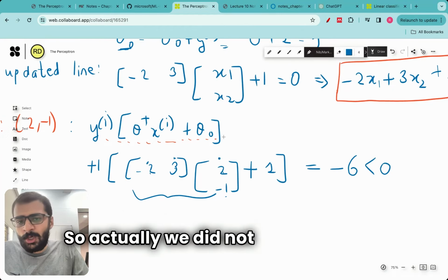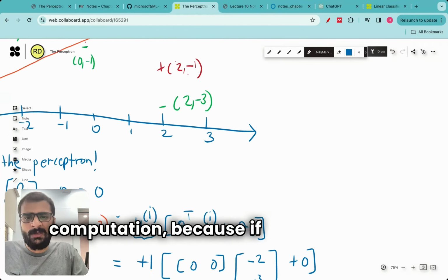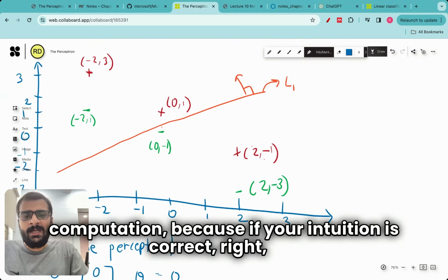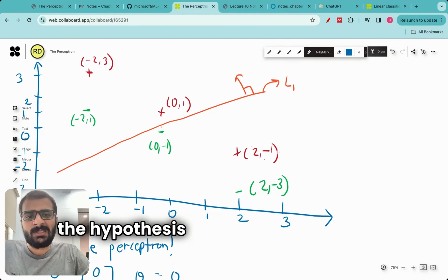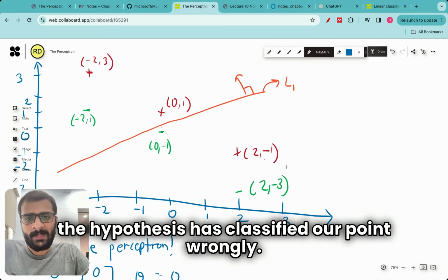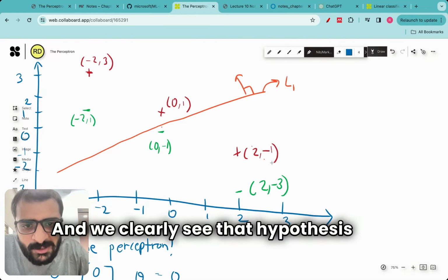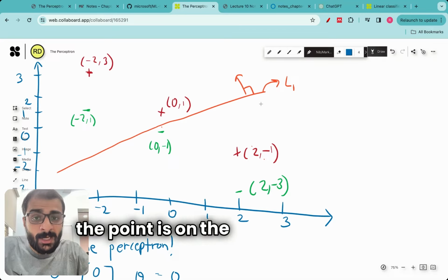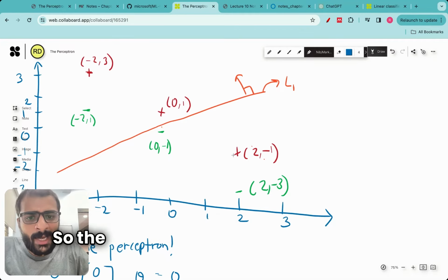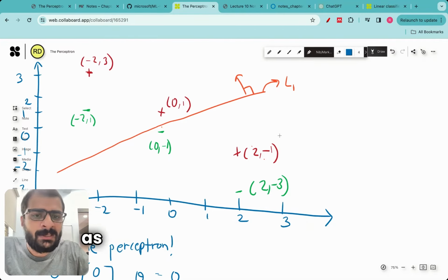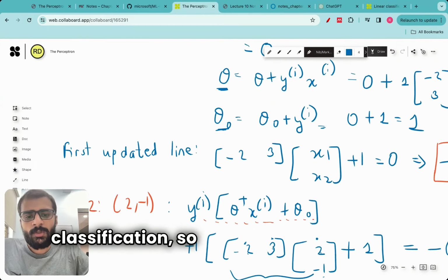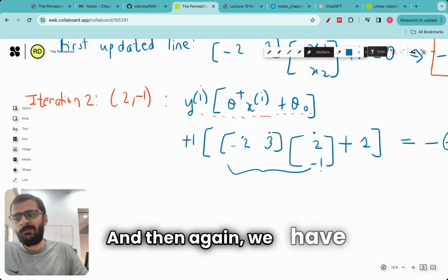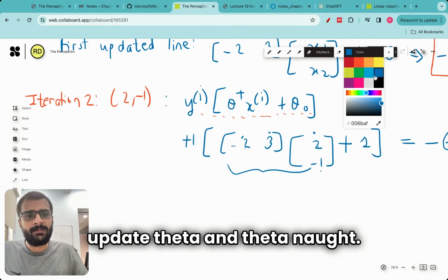So actually we did not need to do this computation, because the intuition says that the product will be negative if the hypothesis has classified our point wrongly. And we clearly see that the point is on the other side of the normal. So the hypothesis will classify this point as minus 1, which is a wrong classification. So it is classified wrongly, and then again we have to update theta and theta naught.